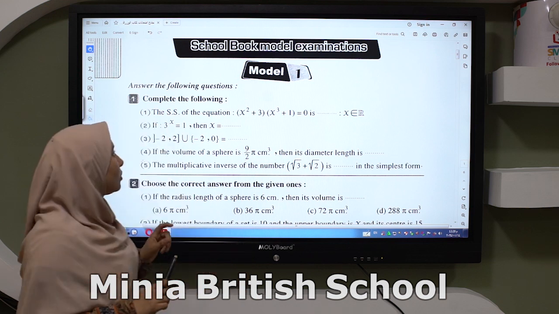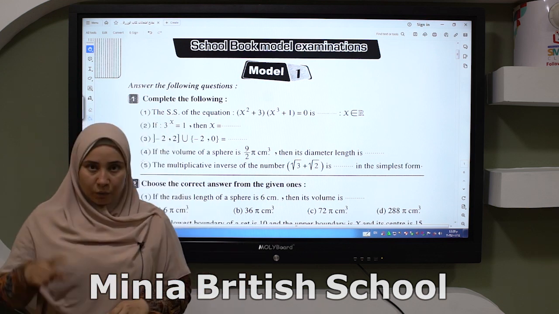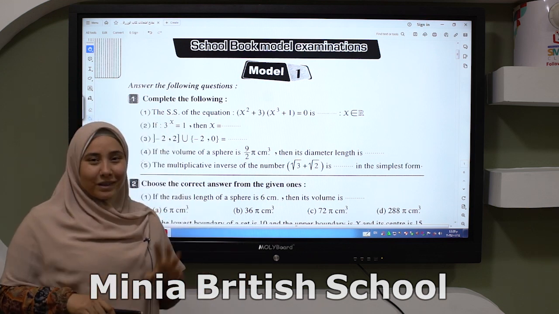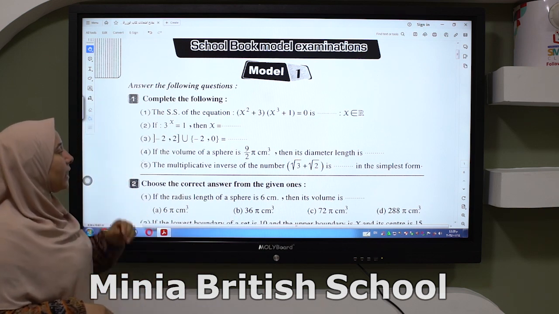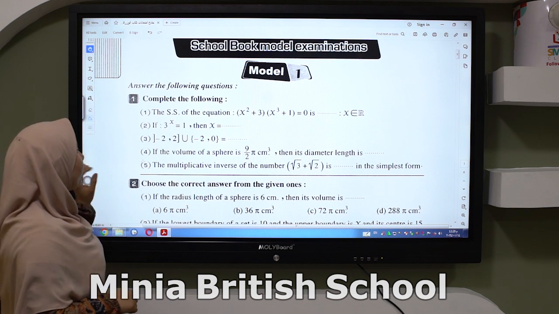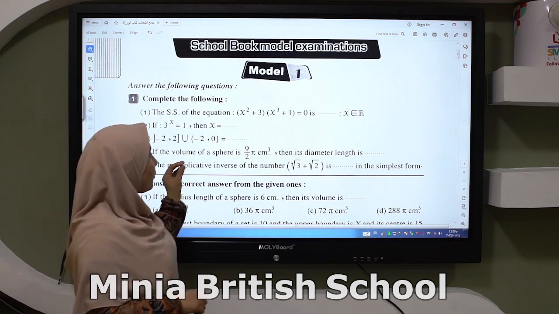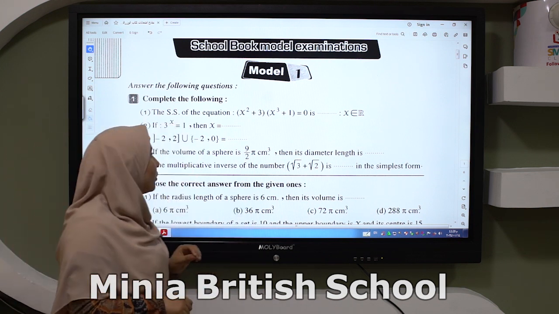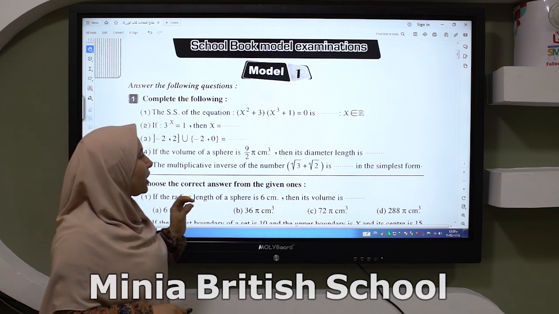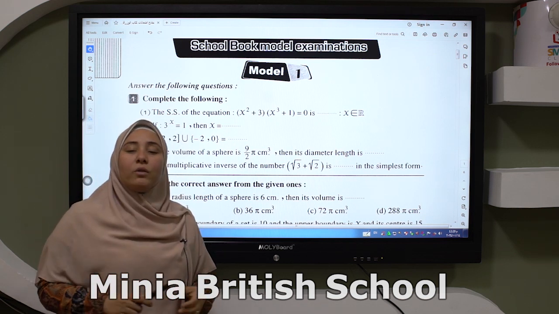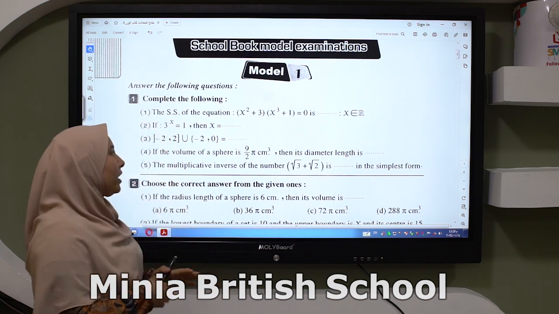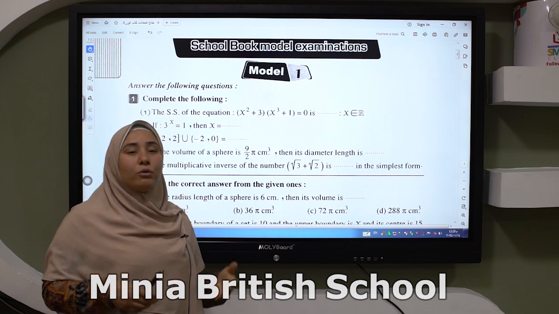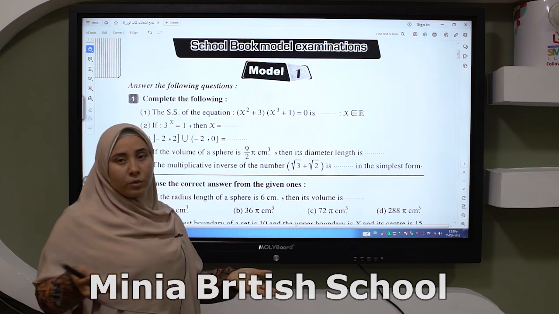Now I will solve school book model. I will inshallah solve the model 1. Let's go. The first question here, complete the following. Number 1, find the solution set of the equation (x^2 + 3)(x^3 + 1) = 0. We know if you have 2 factors, their product equals 0, then maybe x^2 + 3 = 0 or x^3 + 1 = 0.